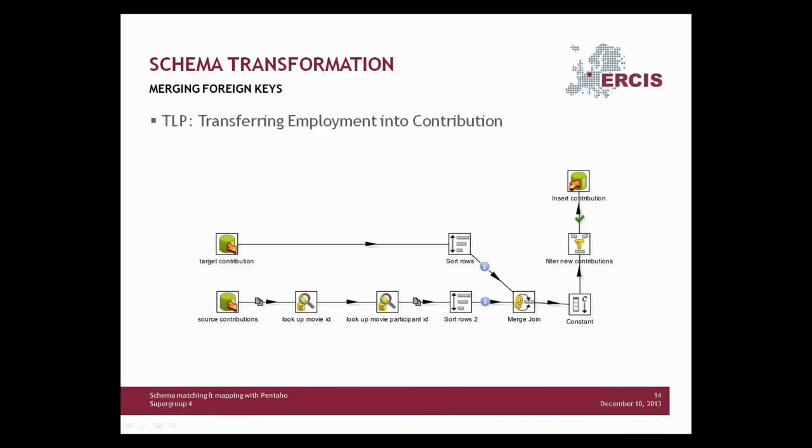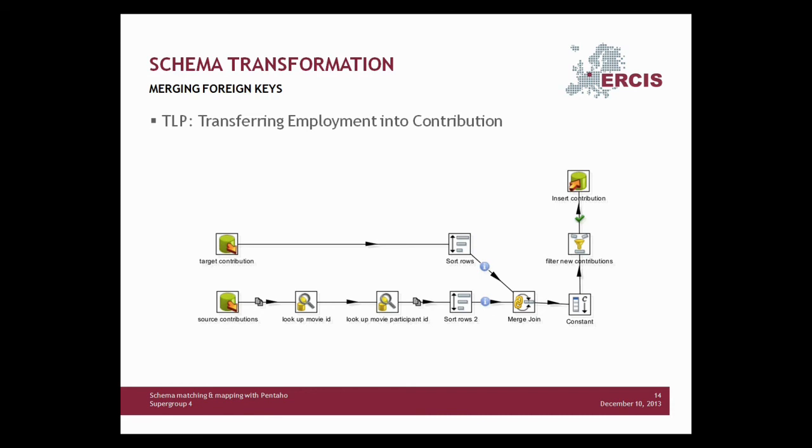We can now use the stored lookup entries to create foreign key references in other tables. First, we use a database value lookup on the movie lookup table so that we can replace the movie IDs in the employment table with the new movie IDs. The same is done for the movie participant IDs.